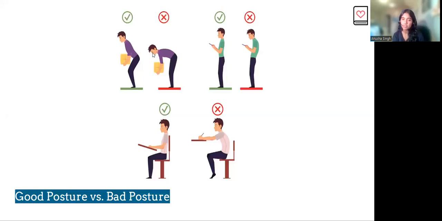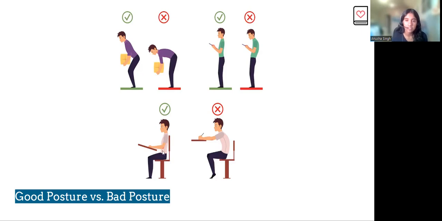Now let's look at some examples of good posture versus bad posture. In this first picture, the man is picking up a box. You can see that in the good posture picture, his back is straight and his shoulders are upright, his knees are bent, and he's not bending all the way down. In the bad posture example, you can see his back is curved in a C shape and his knees aren't as bent, which can cause more stress on the back. And also you can see that his neck and his back are not in a straight line.